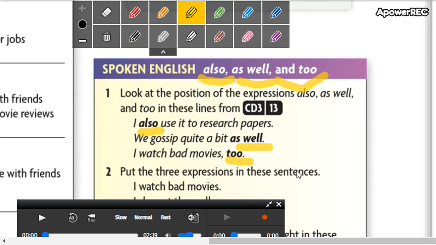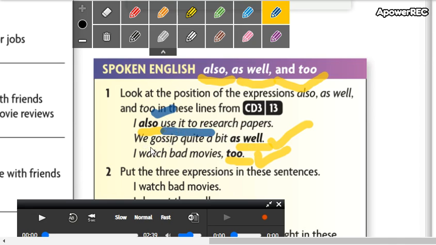So, at the end of a sentence, you can use as well or too. Also, you write before the expression that you are repeating. You can't write also at the end of a sentence. Always you write also before the action. I also use it to research papers.